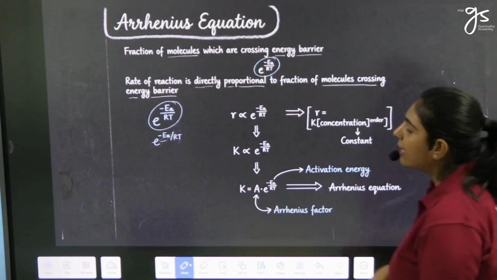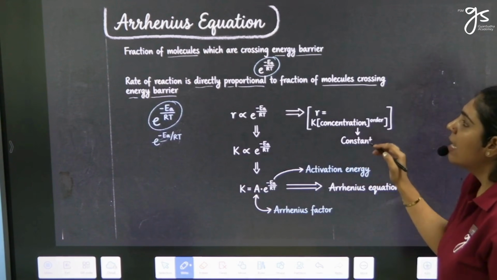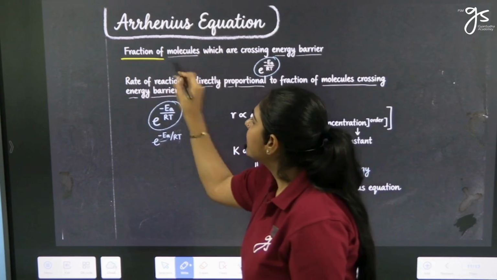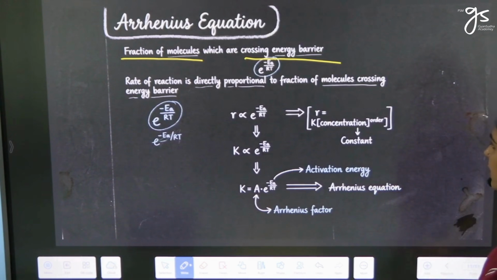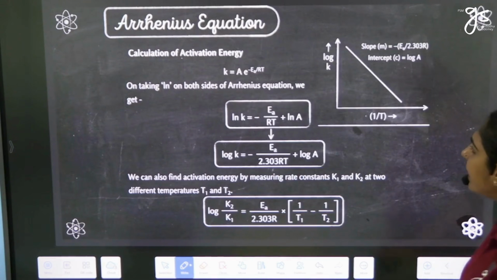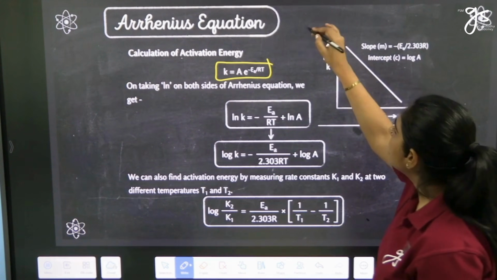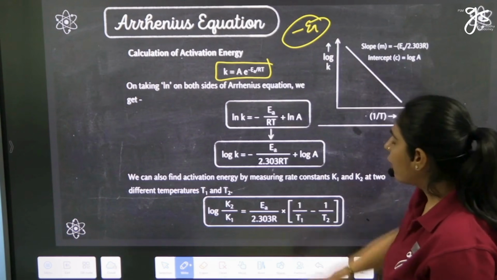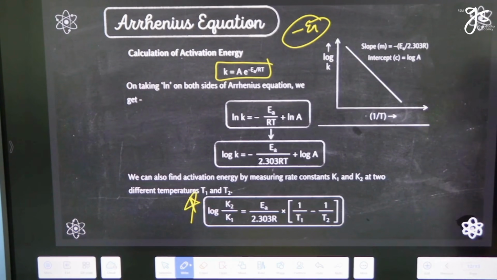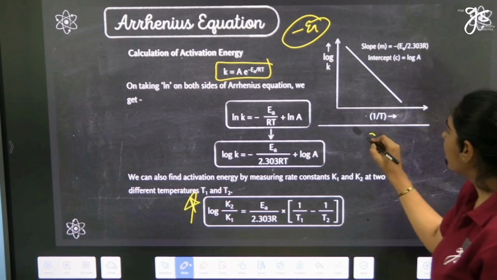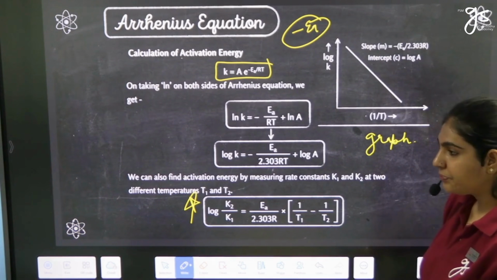Moving ahead with our Arrhenius equation, yes, I will just tell you the formula. And what is the Arrhenius equation? It tells us the fraction of molecules which cross the energy barrier. Yes, so that formula I will be telling you for the calculation of activation energy. That is, activation energy is minus Ea. For calculation, the important formula is this one, which you can take the screenshot of as well. And this is your graph between log k and 1/T.